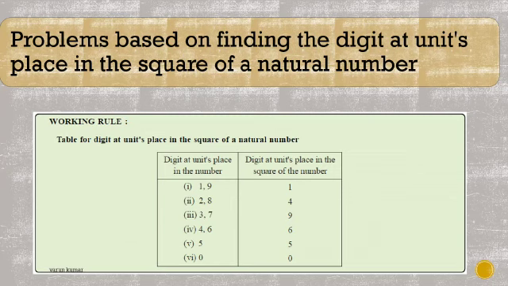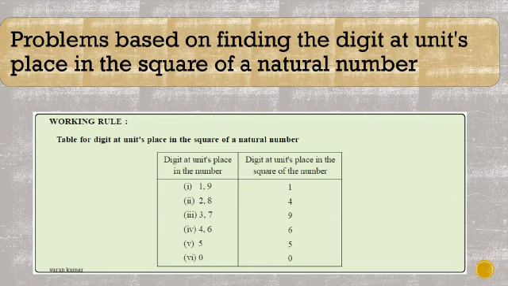Next is 3 or 7. When any number has a 3 or 7 at its unit place, then we get 9 at the unit place of the square of that number. Example, 4 into 4 is 16, 6 into 6 is 36. We see that 6 is always at the unit place.